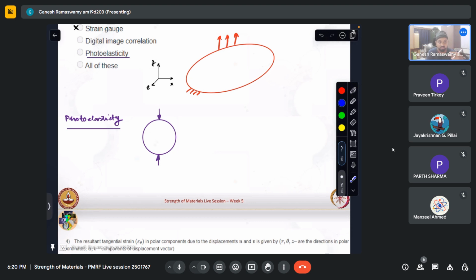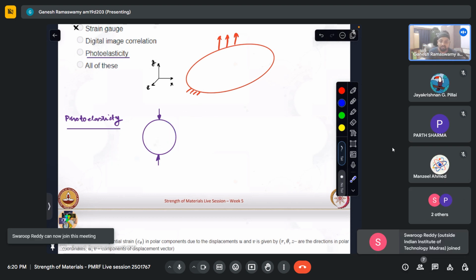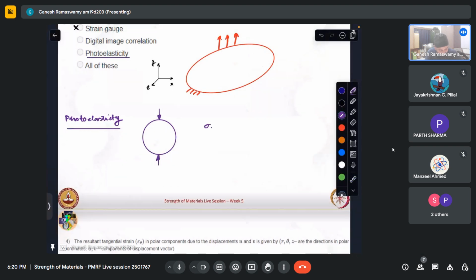Because of that, some patterns will get formed in the plane. When I put it in the correct optics, I take a light source, put it here, and view it from here. When I load this, I'll be able to see some patterns. Those patterns essentially represent contours of constant principal stress difference. We saw what principal stresses are, the sigma 1, sigma 2, and sigma 3. For the sake of this discussion, I'm confining my attention to the plane of the paper.